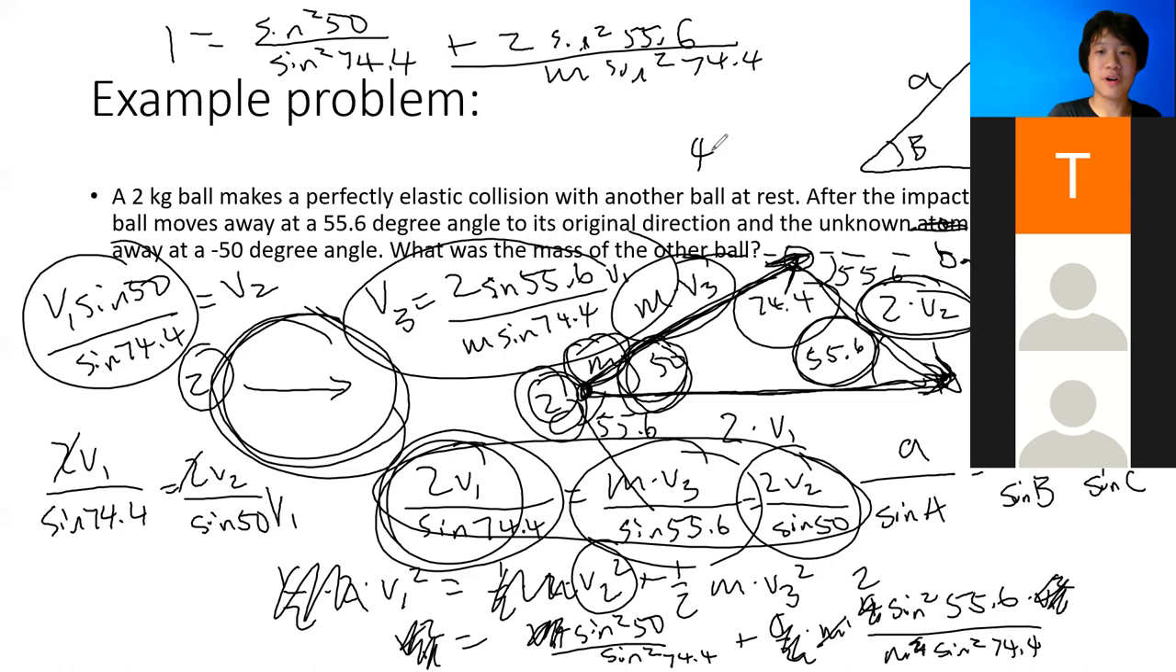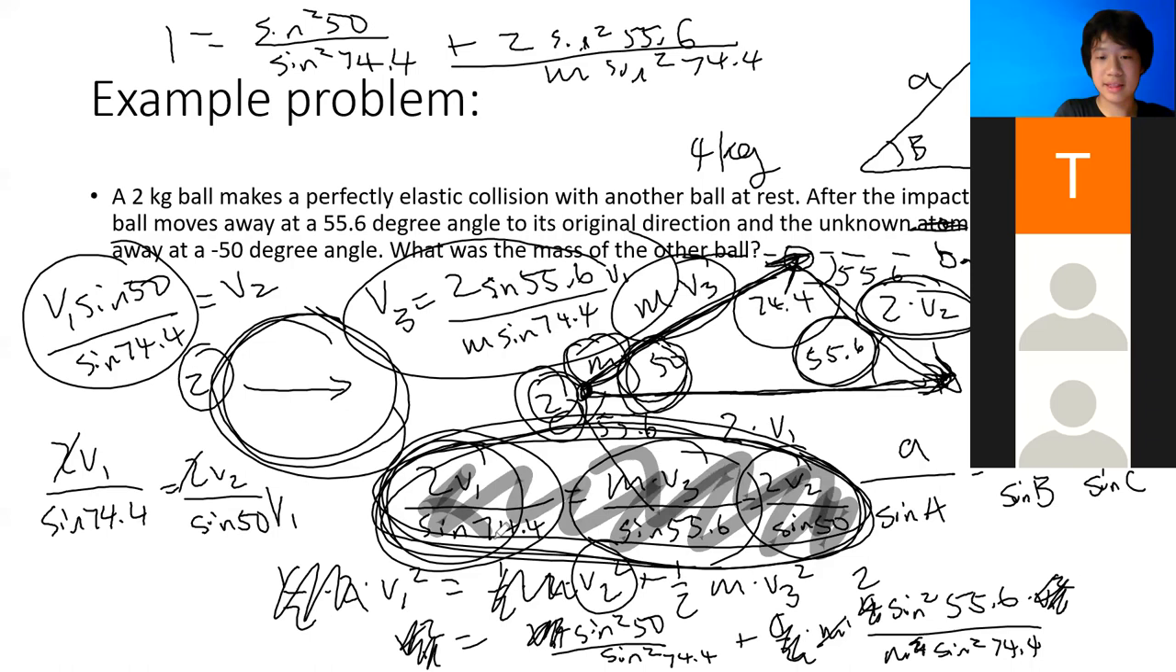So that's the approach to solve a 2D elastic collision problem, okay? So the first thing you do is you use the conservation of momentum. You add the momentum vectors together to make a triangle, okay? And once you have that triangle, use the law of sines to get this equality right here. And once you have that, you represent all three of these variables as one of the velocities. So in this case, I used v1, so I turned v2 and v3 in terms of v1. And then we plug all of this into the energy equation, because in an elastic collision, energy is conserved. So we plug this into our energy equation, and then we solve for m. Okay, so that's the overall approach to a 2D elastic collision, all right?